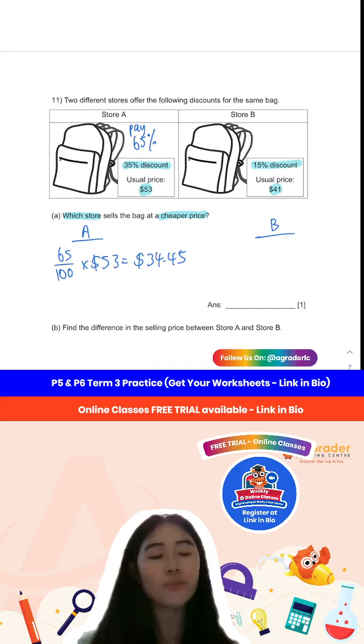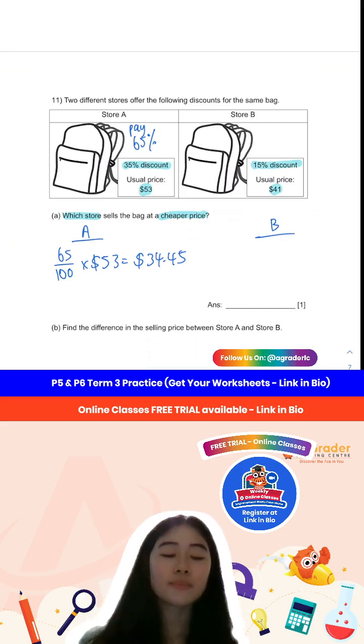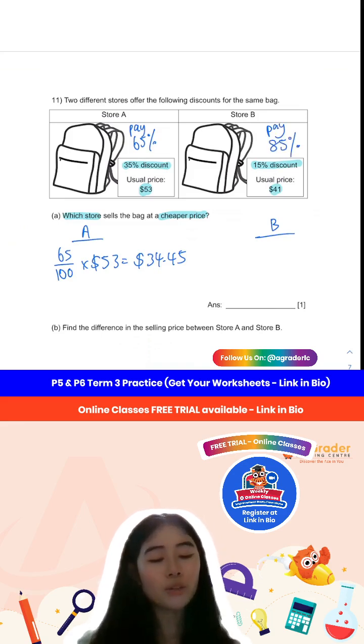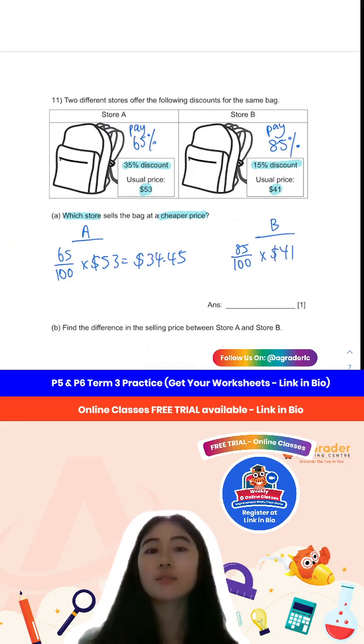And then you can do the same for store B. Original price is 100%, but if you get a 15% discount, that means that you only need to pay 85%. So same thing, you're going to use 85%, write it as a fraction, and then you times $41. So that would give you 34.85.